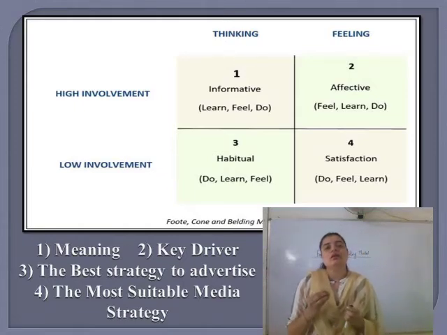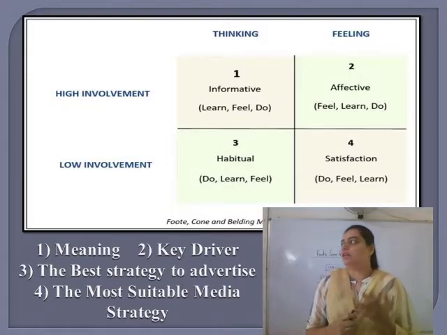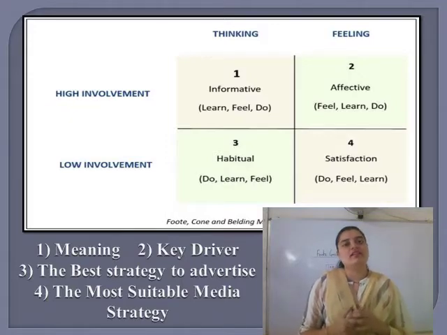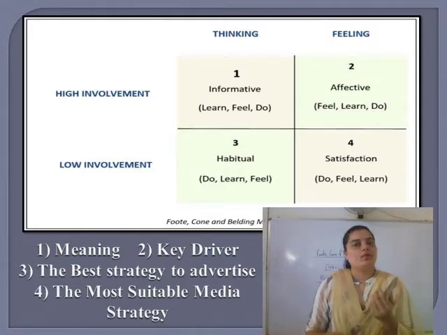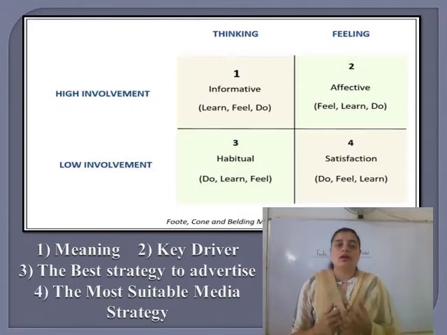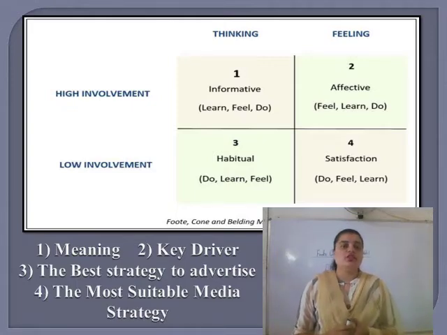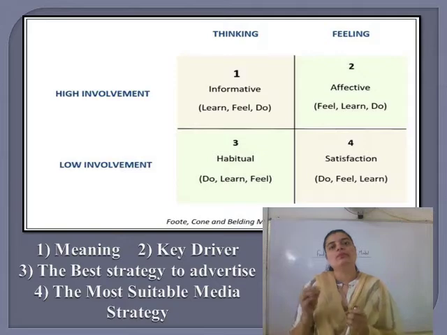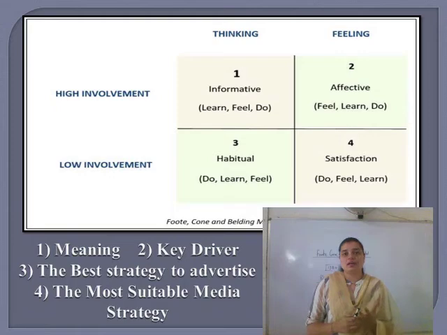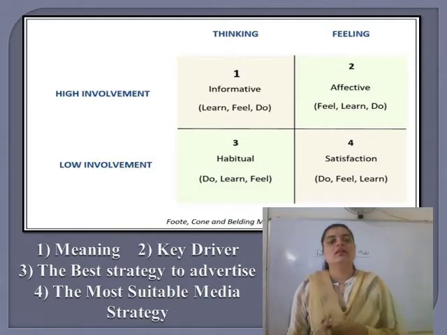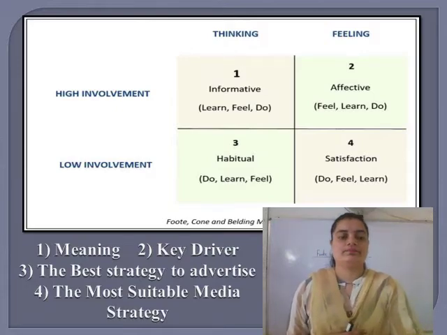Now, for example, if you want to buy a car, then a test drive will be the important key driver for quadrant number 1. Now the most suitable media strategy to impress your customer who belongs to that particular quadrant is to provide them some information, in printable and long copy format, and also demonstrations. So this is why the first quadrant is also termed as the informative quadrant.